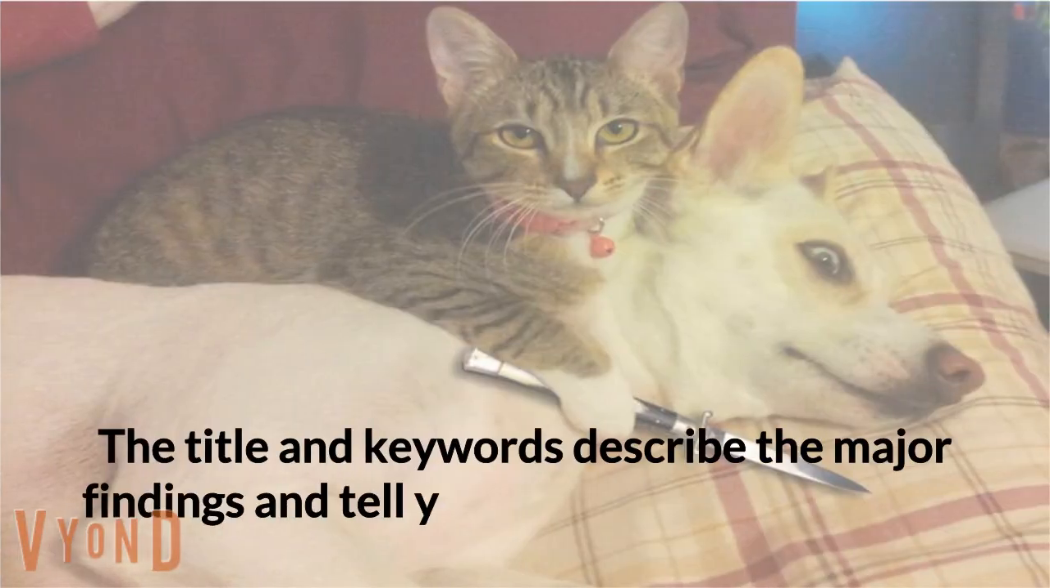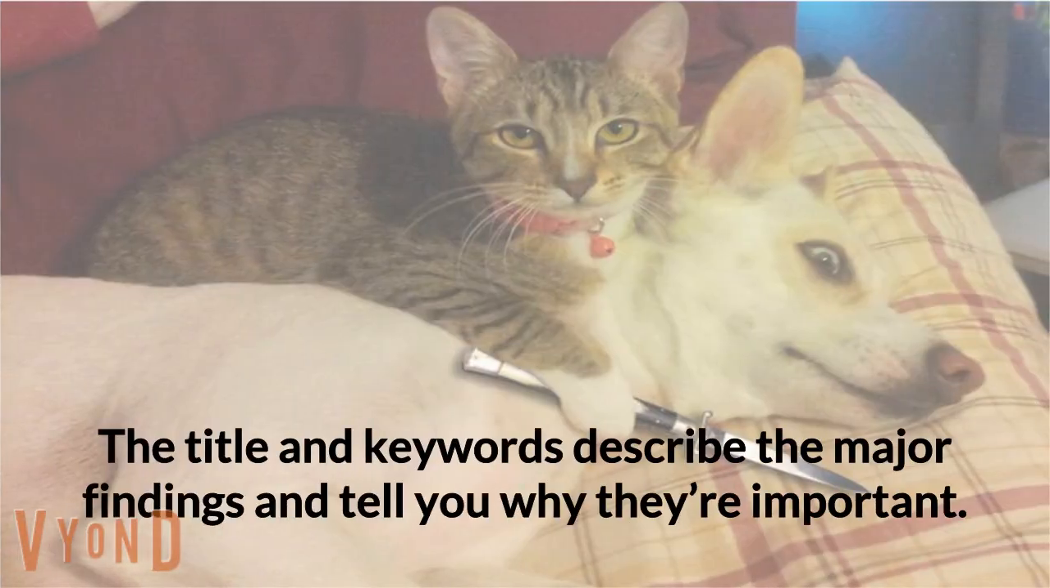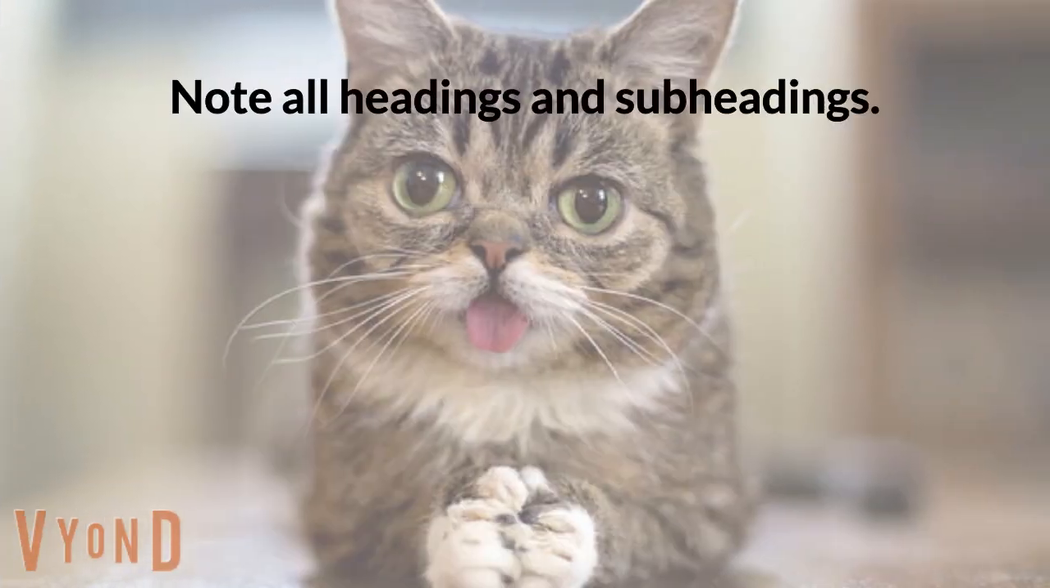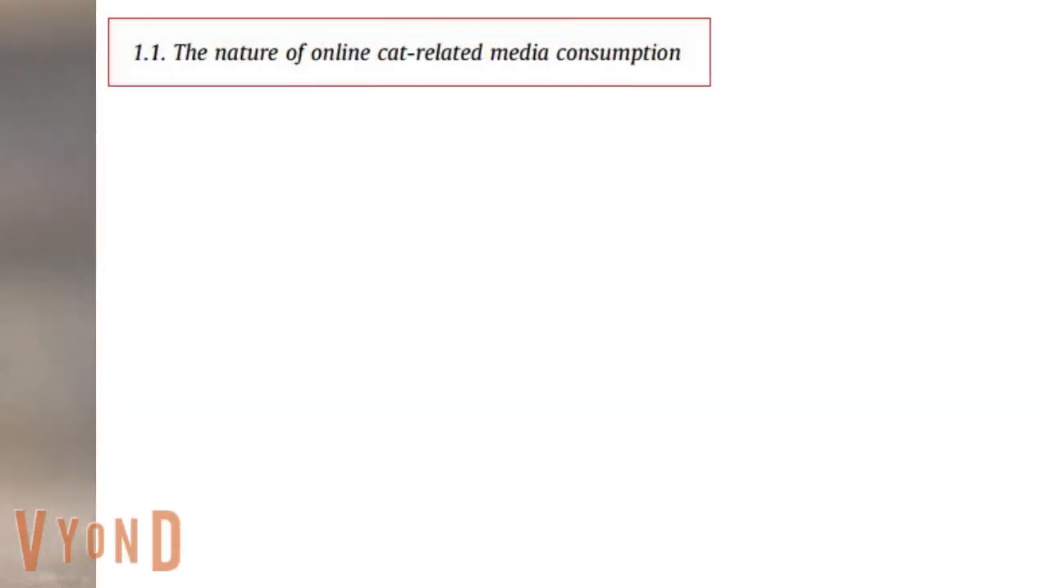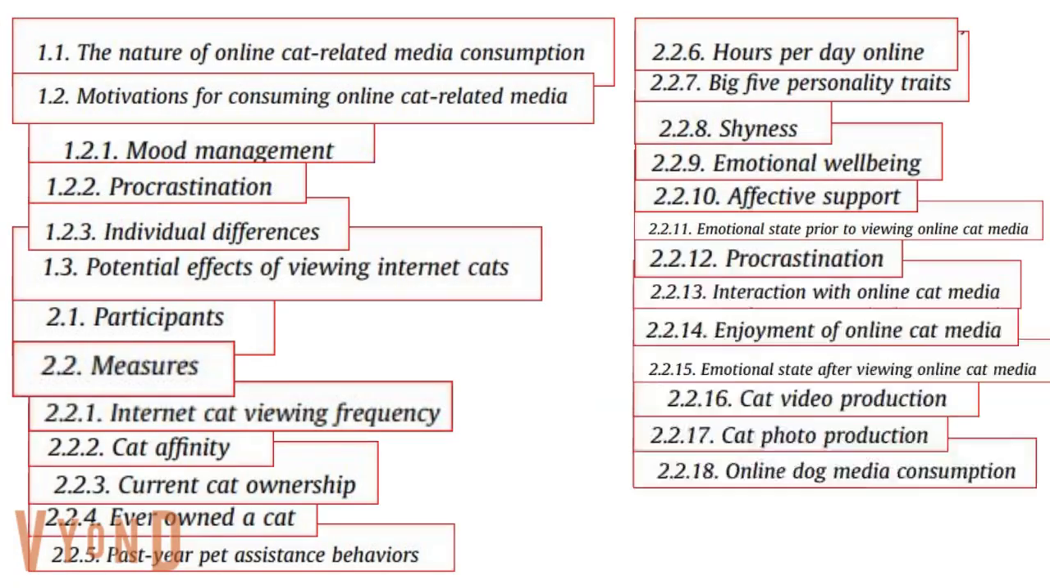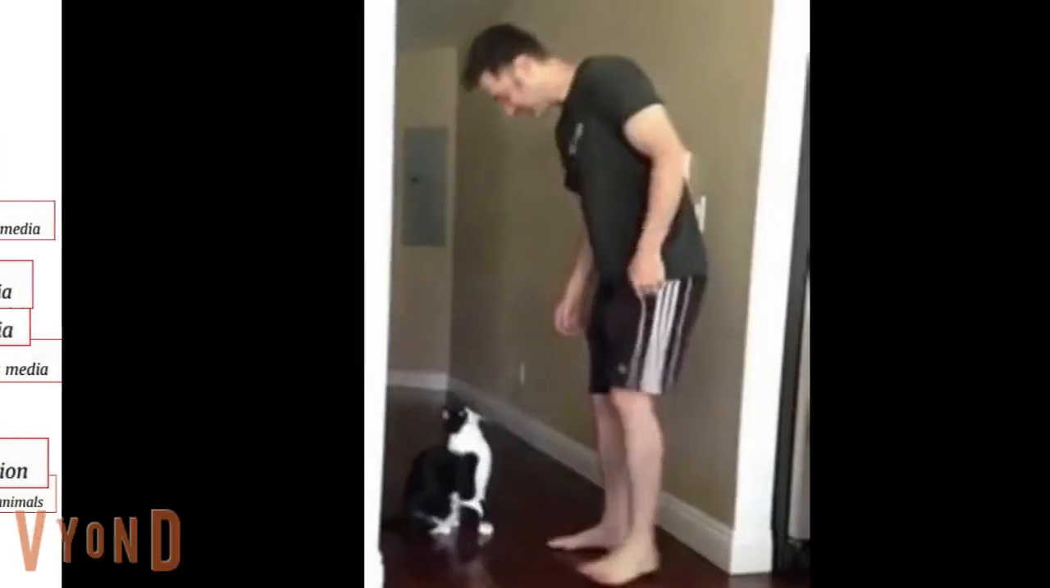Get a basic idea of what the article covers by checking out the title and keywords. They describe the major findings and tell you why they're important. Check out the headings and subheadings throughout the article. This article is a bit unusual in that regard. It has a ton of them.